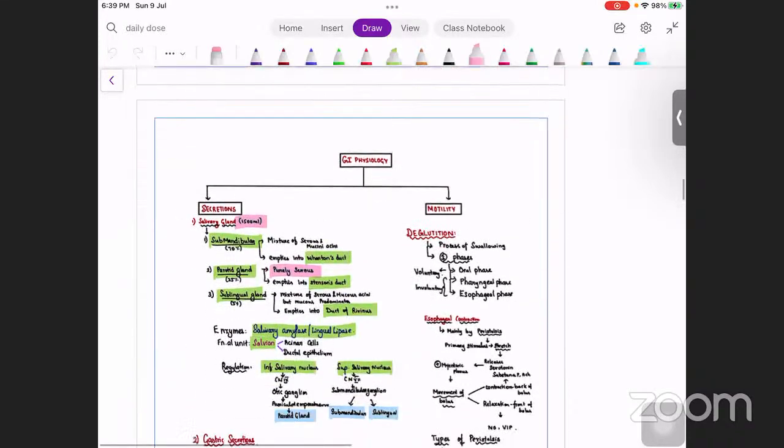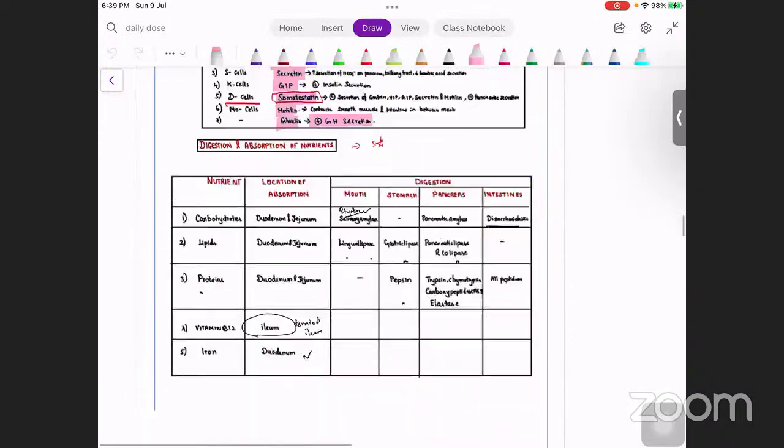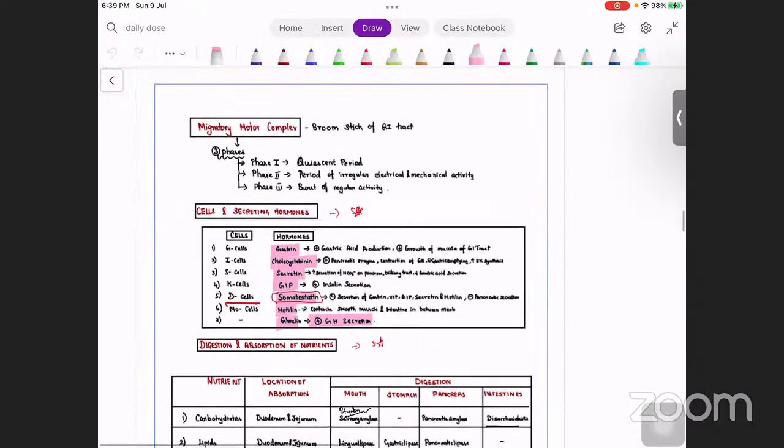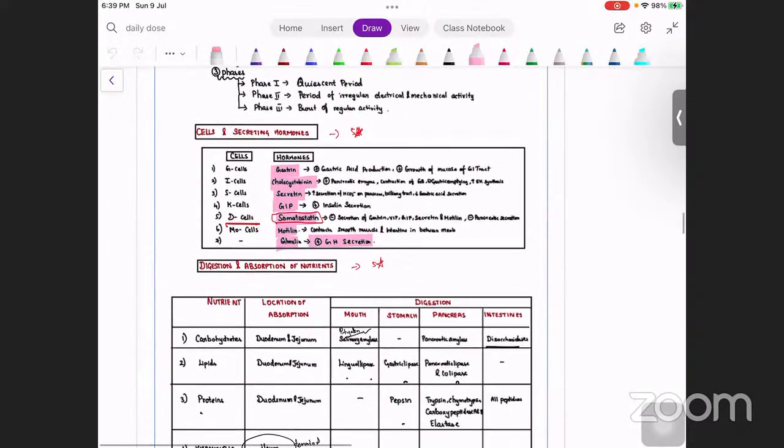And apart from that, what are the hormones, or the substances, synthesized from which cells? G cells: gastrin, gastric acid production, growth of mucosa of your GI tract. I cells: cholecystokinin. S cells: secretin. K cells: GIP. D cells: somatostatin. Mo cells: motilin. And growth hormone, ghrelin.